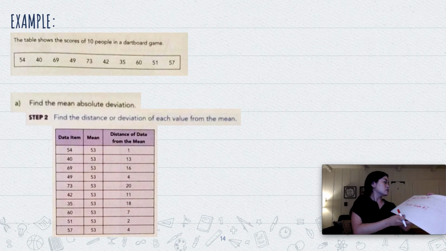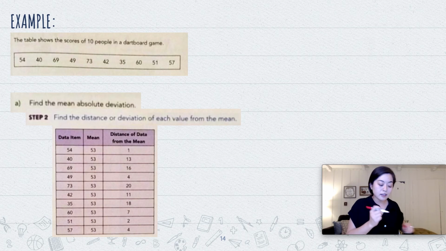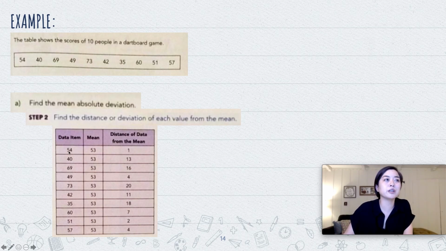They did this all for us, and we can just check a couple of them. For example, here this data item is greater than the mean, so we can do 54 minus 53, which is 1, or we can do the absolute value of 53 minus 54, which is the absolute value of negative 1, which is equal to 1.